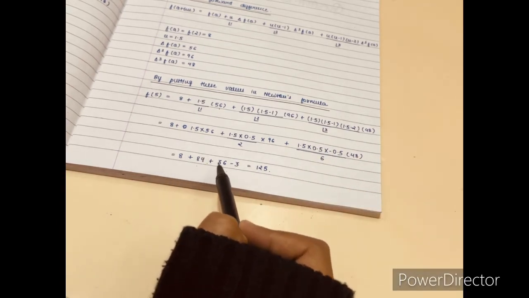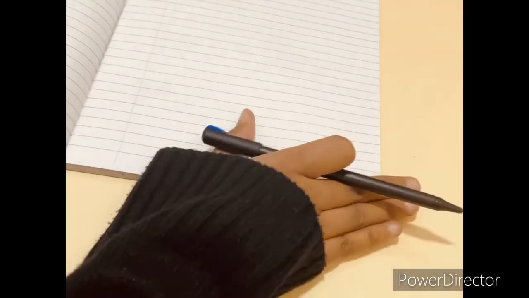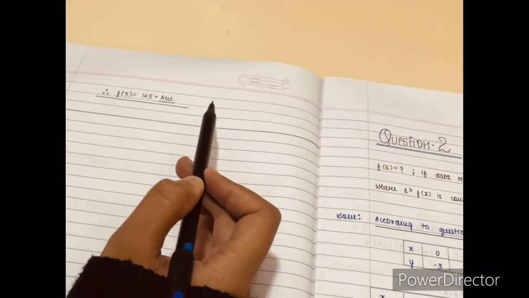Then 8 plus 84 plus 36 minus 3 equals 125. So the value of f(5) will be equal to 125, which is our answer.